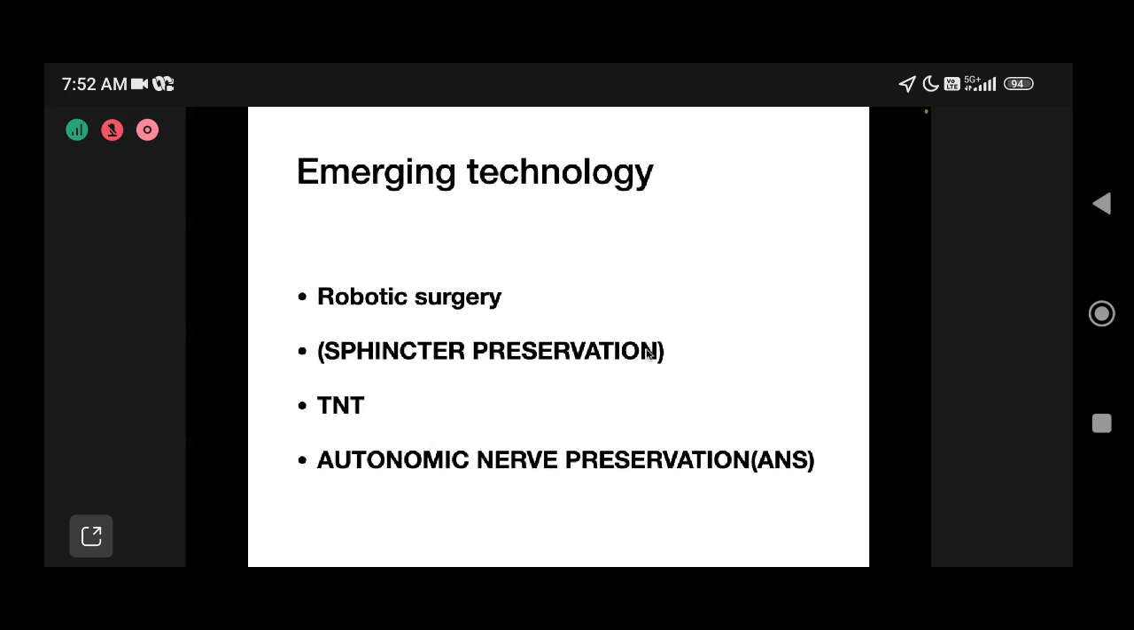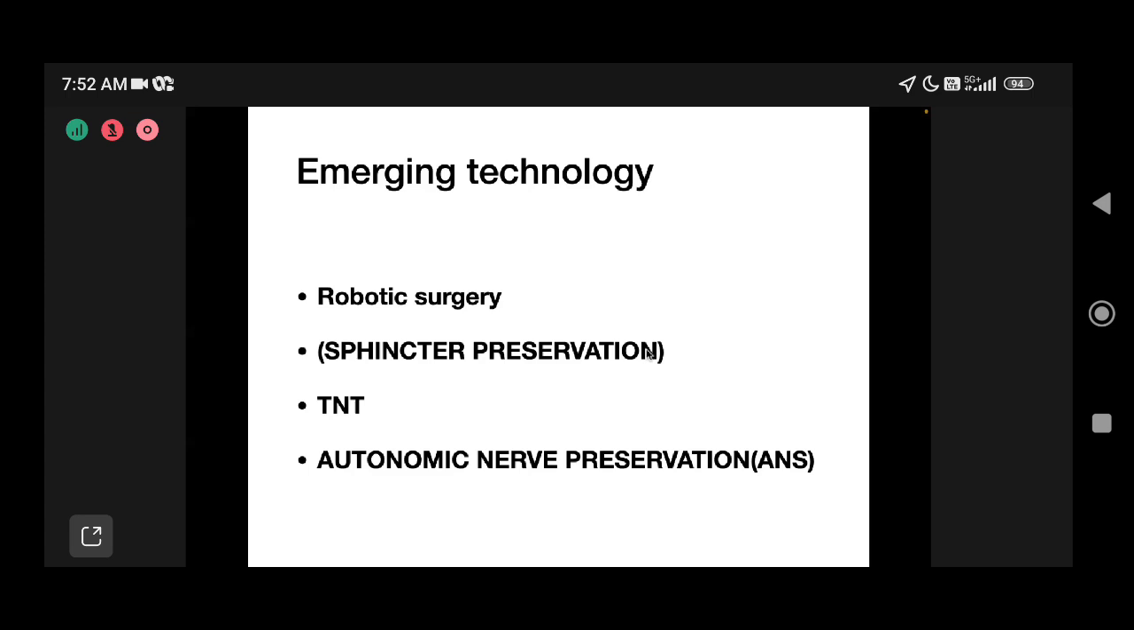But we do something called a low anterior resection or ultra low anterior resection, or intersphincteric resection or coloanal anastomosis. These are all recent advances which have happened. There is also something coming out called total neoadjuvant treatment, where if the patient has a good pathological response, we can follow a wait and watch policy, and even if it recurs, without altering the overall survival outcome, we can go for a salvage surgery.